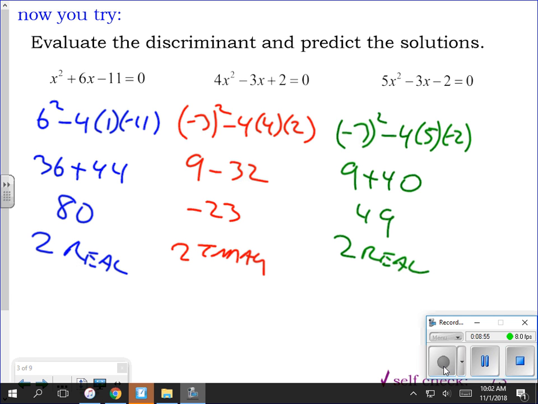Remember, this just tells me how many answers I have. Doesn't tell me what my answers are. The discriminant does not give you answers. It tells you how many and what kind. It does not actually give you the answers themselves.